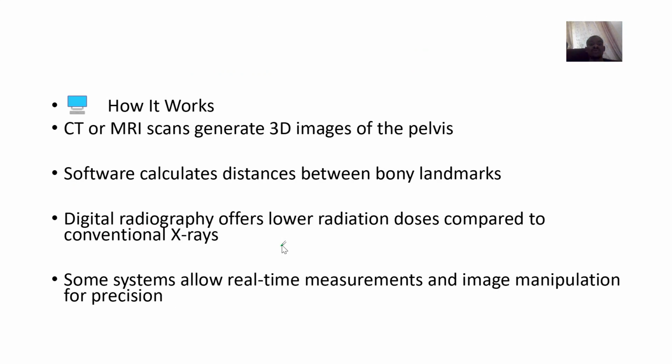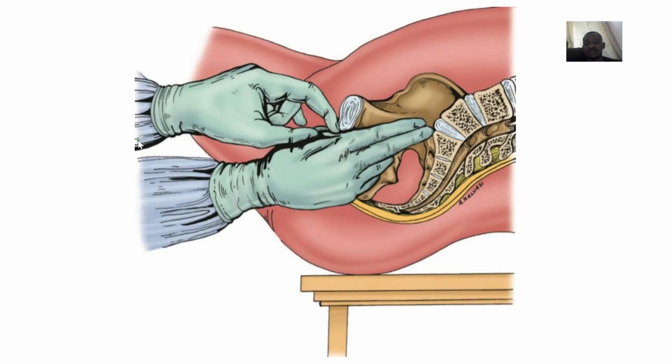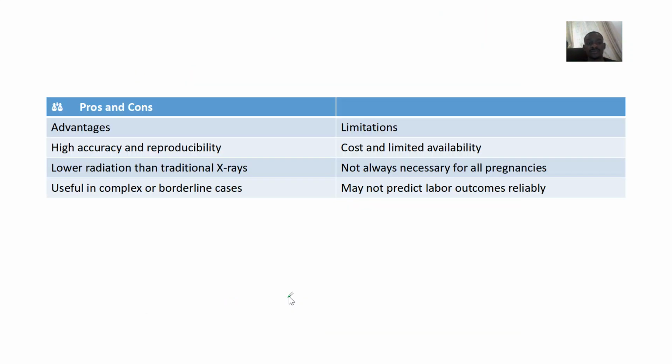Okay. So how does it work? Basically, like I told you guys, CT scans or MRI will give them a 3D image. Do you understand? They look at the pelvis in all dimensions. Software calculates distances between bony landmarks. Digital radiography offers lower radiation doses compared to conventional X-rays. Some systems allow real-time measurements and image manipulation for precision.